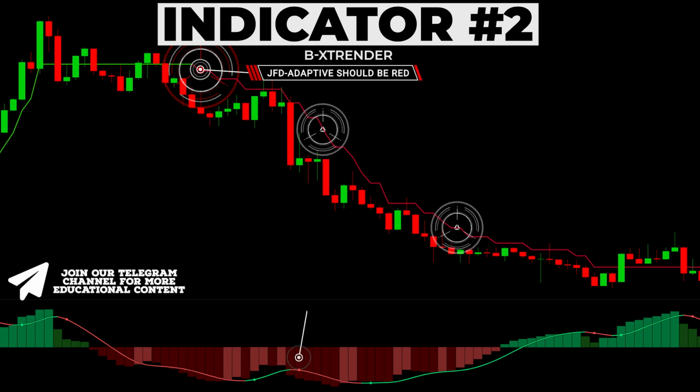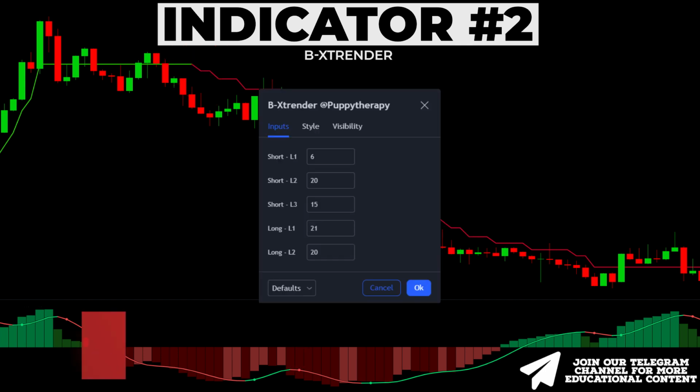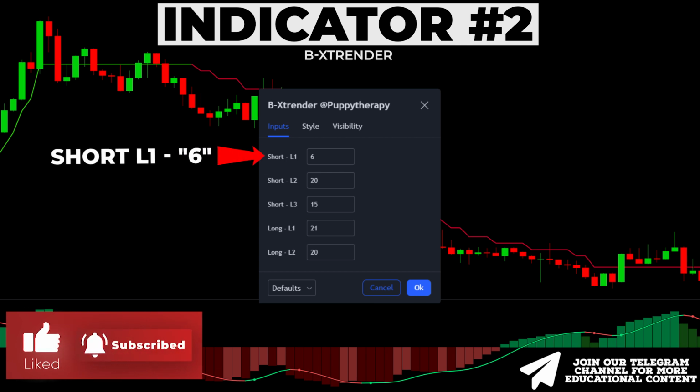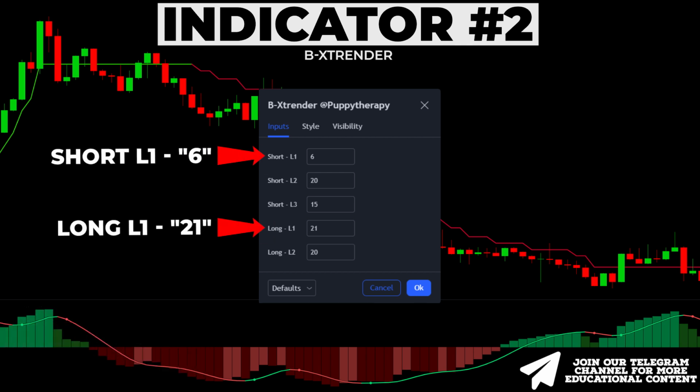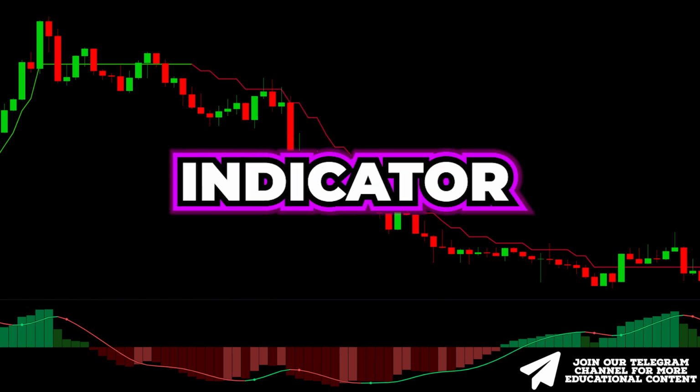We need to spot a dull red bar along the bottom with a red dot, which must be near or below the zero threshold. At this point, open the settings of the indicator, adjust short L1 to 6, increase long L1 to 21, and increase long L2 to 20. So, let's move on to our last yet very meaningful confirmation indicator.